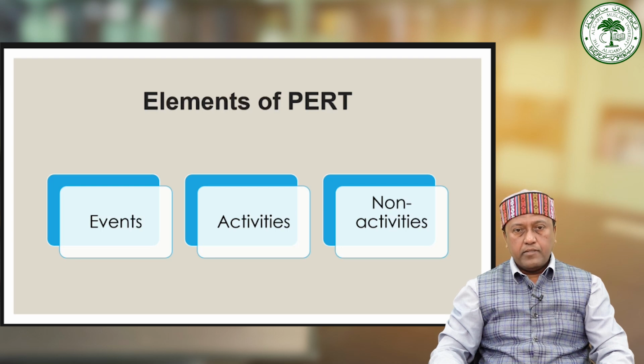Number 2, activities. Activities denote the tasks or actions required to achieve project objectives. These arrows indicate the sequence in which activities should be performed and the dependencies between them. And the third element is non-activities. Non-activities indicate logical relationships or dependencies between events or activities. These non-activities may represent waiting periods, resource constraints, and other factors affecting the project's flow.